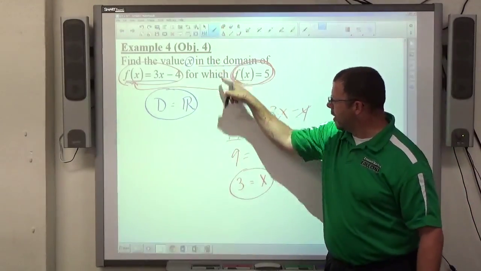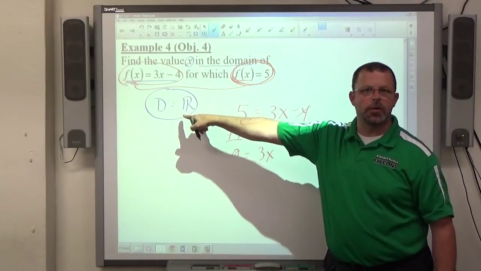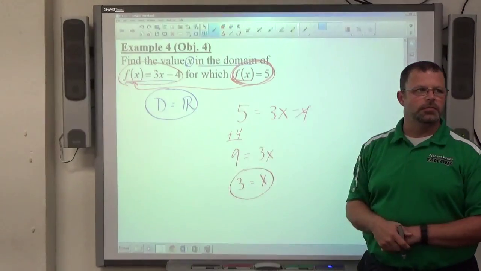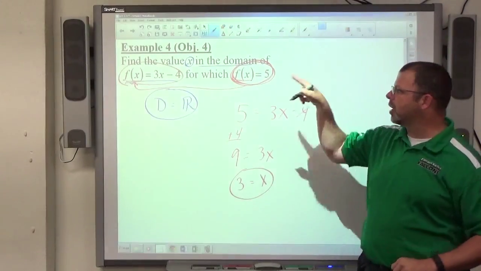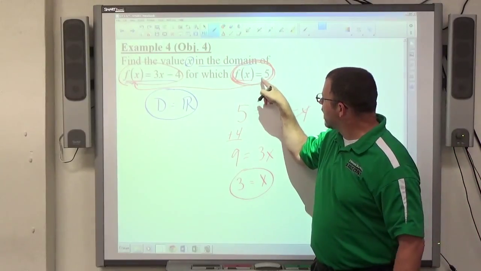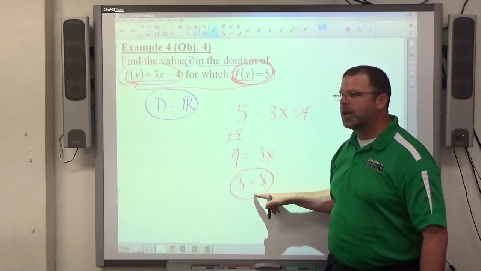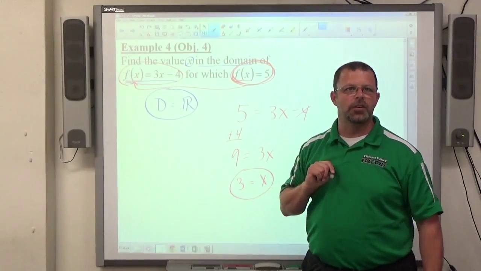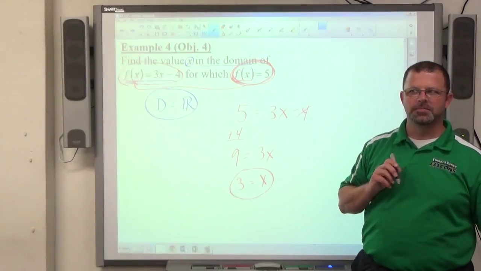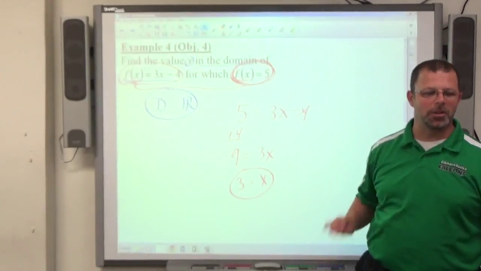Find x in the domain. Is 3 within the domain of the set of all real numbers? Absolutely, so that's the answer. That's all it's asking you to do. So when you get a problem like this, change f of x to this number in that expression, work it out, solve it, and make sure that the number you get lives in the domain of the function. Usually it does. All right? Sometimes it doesn't, but usually it does.